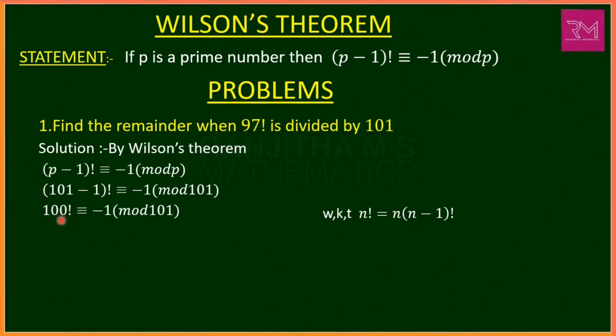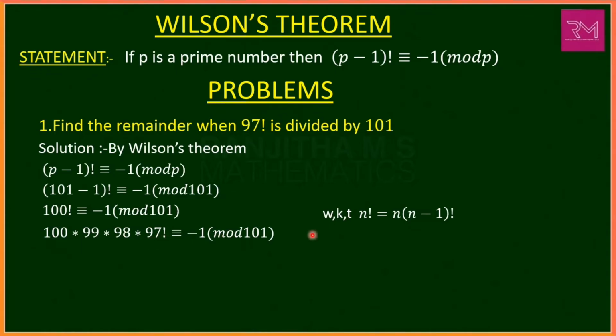In the place of n, we substitute 100. We have to achieve 97 factorial, and for that we can use this formula: n factorial is n into (n minus 1) factorial. In a similar way, (n minus 1) factorial is (n minus 1) into (n minus 2) factorial, and so on. Here we can write 100 factorial as 100 into 99 into 98 into 97 factorial. Because 100 factorial is 100 into 99 factorial, 99 factorial is 99 into 98 factorial, and similarly 98 factorial is 98 into 97 factorial.